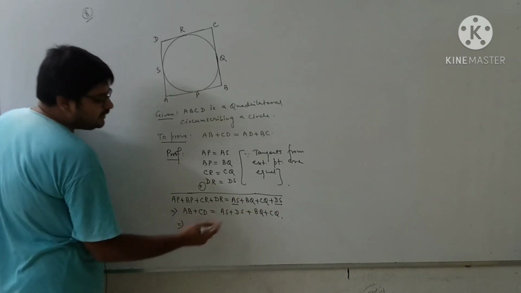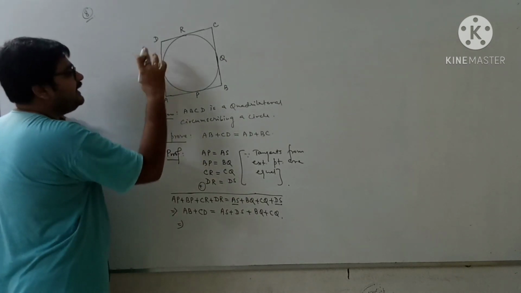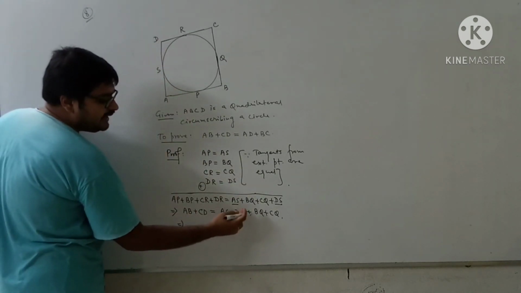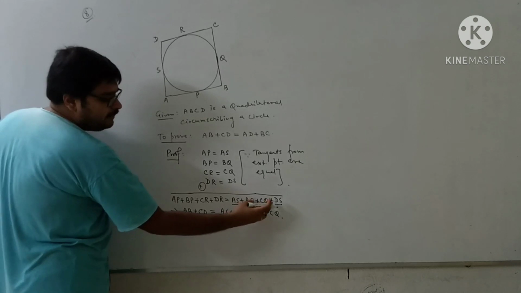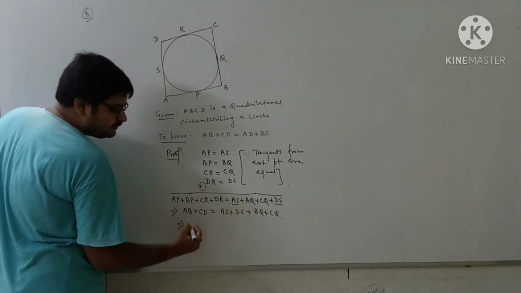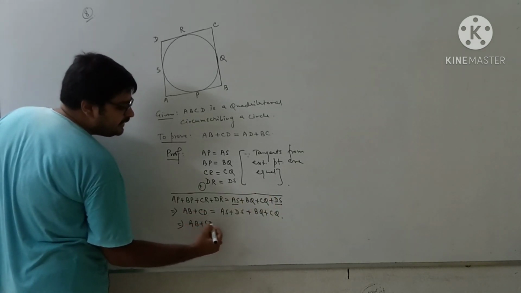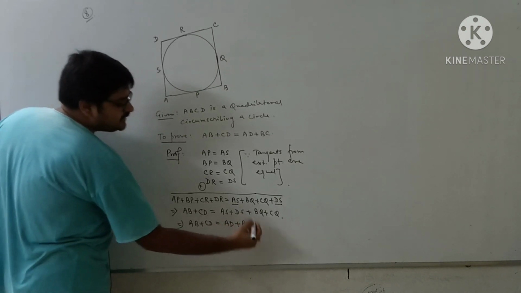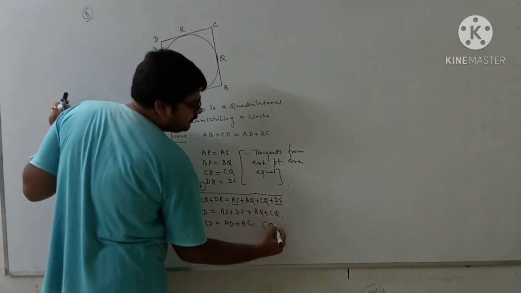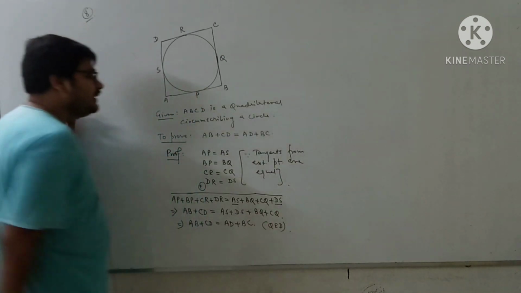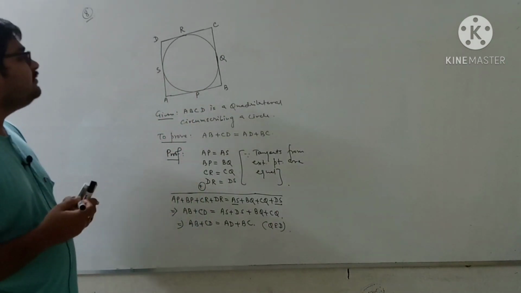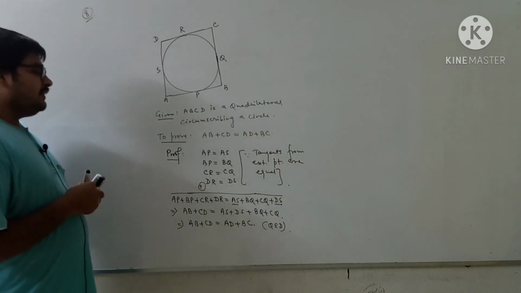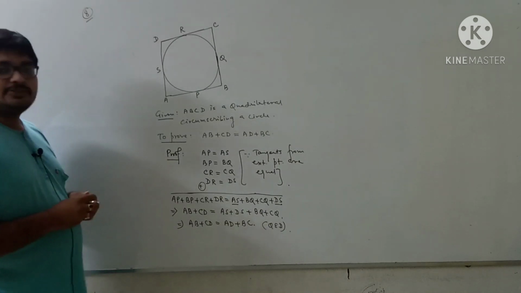Why have I done so? Because AS plus DS, if I take together, then I will get AD. For that only I have written AS and DS together. BQ and CQ I have kept together. So AB plus CD equals AS plus DS, which gives AD, and BQ plus CQ, which gives BC, and that completes our proof. I think it is one of the easiest proofs, and you understand this one. So we can start the next question.